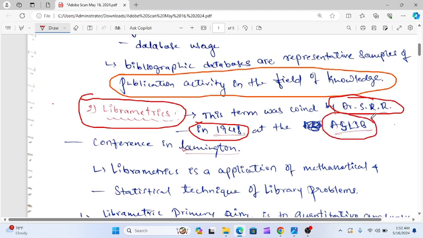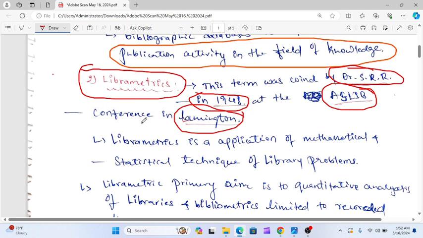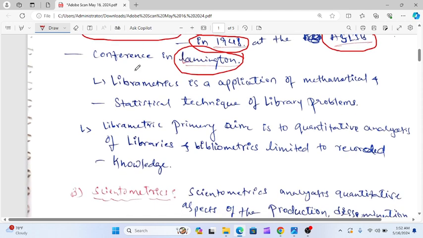ASLIB means Association for Special Libraries. It is located in the UK, and the term was used at the ASLIB Leamington Conference by S.R. Ranganathan in 1948. Librametrics is an application of mathematical and statistical techniques to library problems.